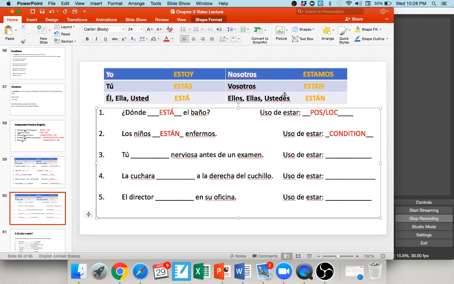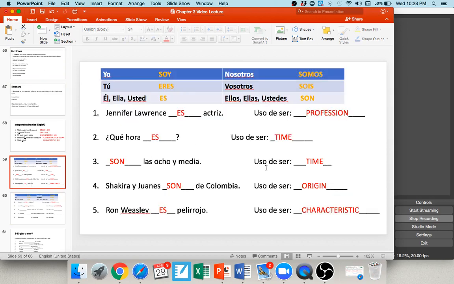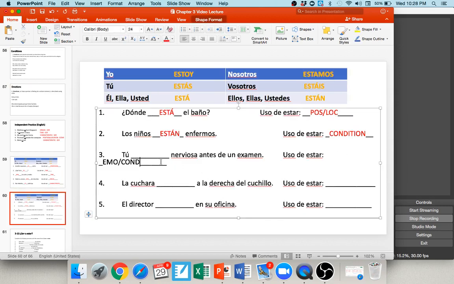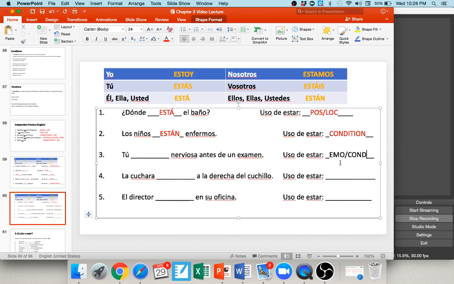Okay, now that you had a second to try these, number 3 tells us that tú blank nerviosa antes de un examen. So you are nervous before an exam. Nervous in this case would fall as an emotion or a condition in estar. So I'm just going to put some abbreviations here because I don't have a lot of room to type. So emotion or condition, that would be my use of estar. And we're saying you're nervous. We're going to say that tú estás nerviosa because estar went with tú here, estás.